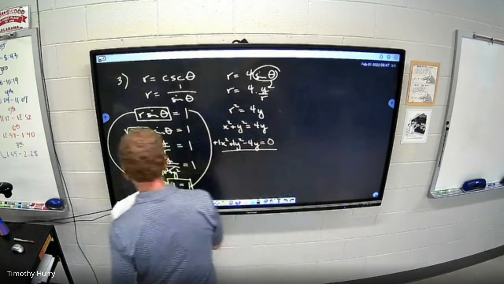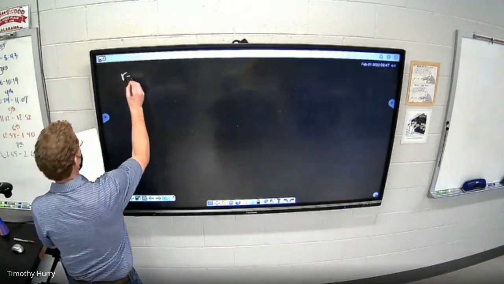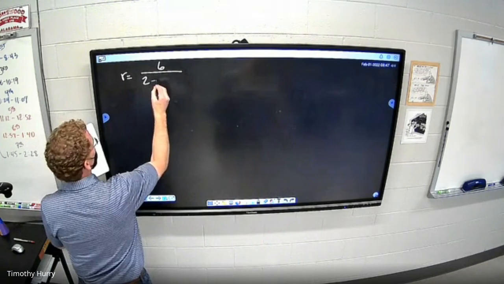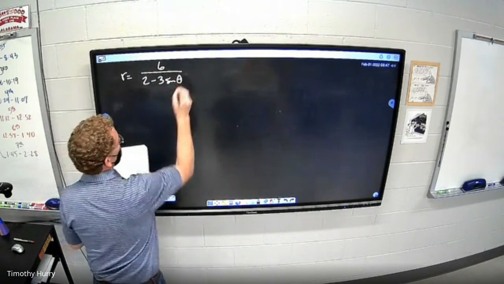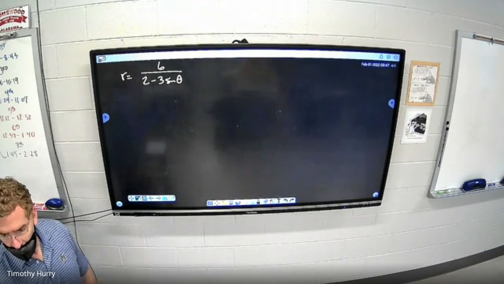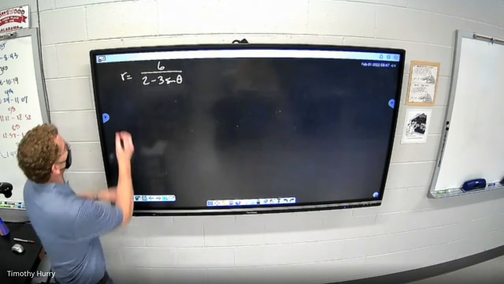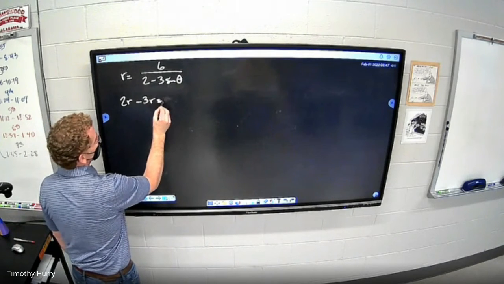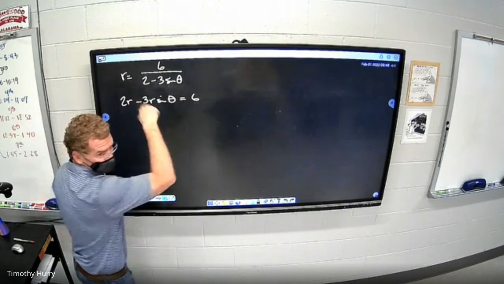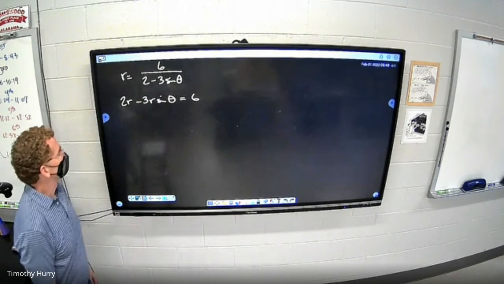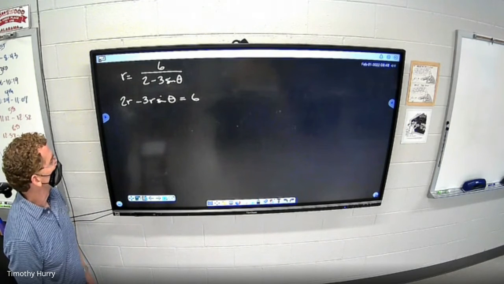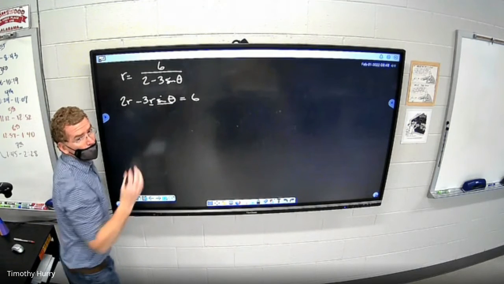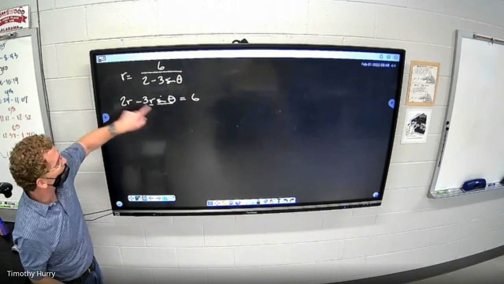All right, what about this one? This is probably the trickiest of all of them. Maybe. Yes. Fraction, got to get rid of it. Cross multiply: 2 times r minus 3r sine theta equals 6. Is everybody with me on that? Change the negative 3r sine theta to negative 3y. Okay. R sine theta is y, or sine of theta is y over r, and the r's cancel.